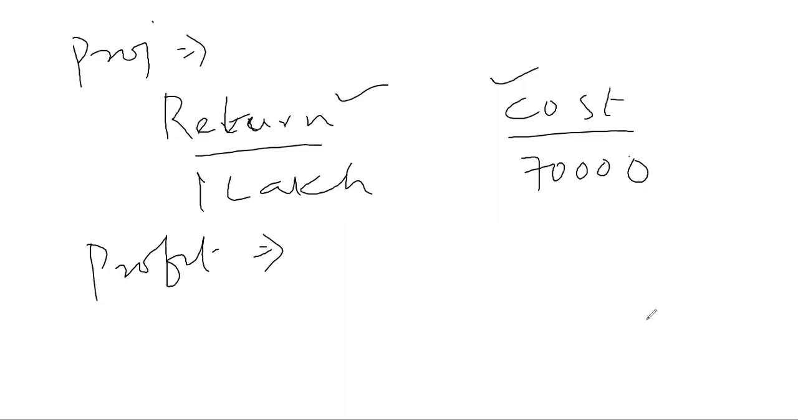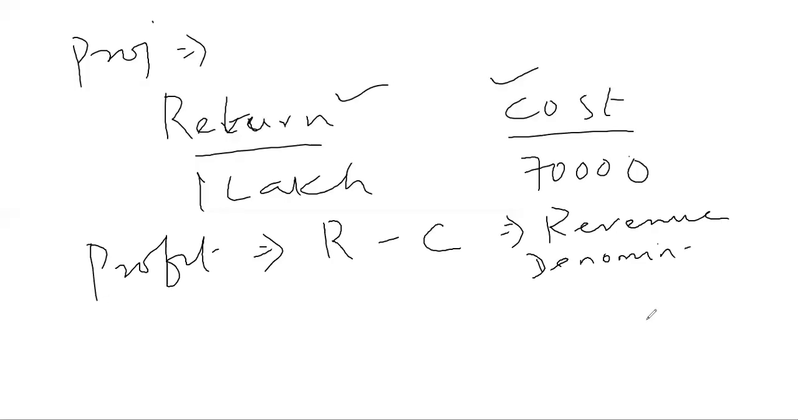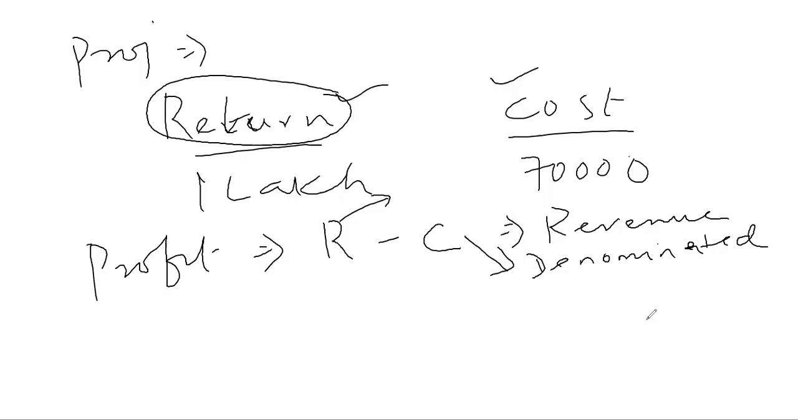Ma'am, return will be positive and cost will be negative. Yes. So what is your approach? Return minus cost. This is what we do if it is a revenue denominated question. This I didn't tell you with a slide because you would only be confused. So if it is a return denominated question, that means in a project there are return details, obviously you will take return as positive, and any cost which is there, these are outflows, because these are your incomings and these are your outgoings. So you will take cost with a negative sign.